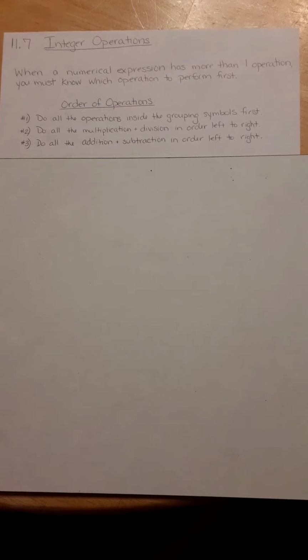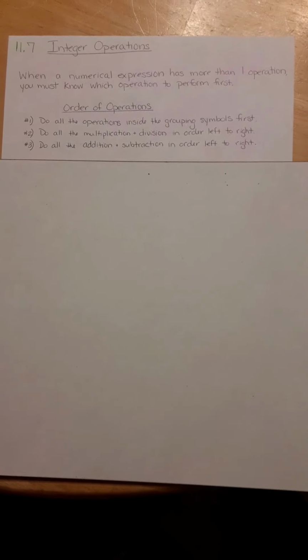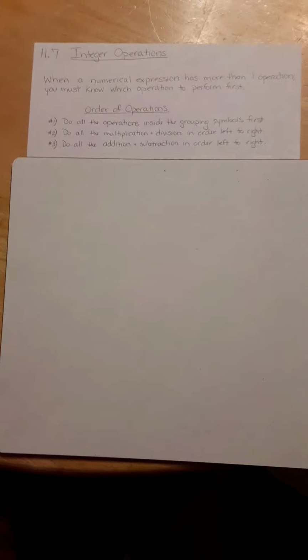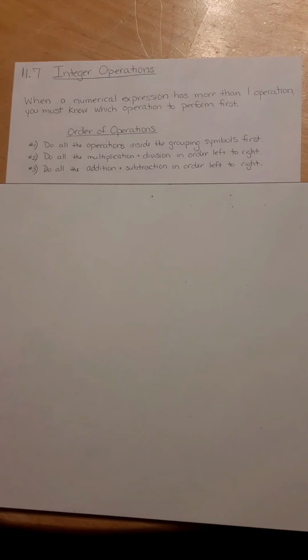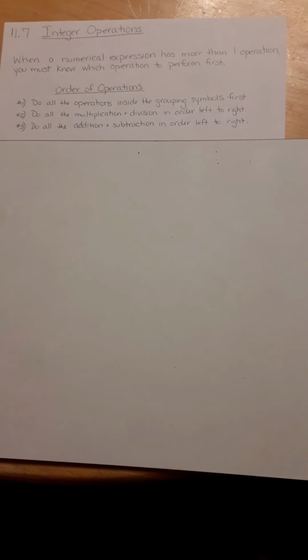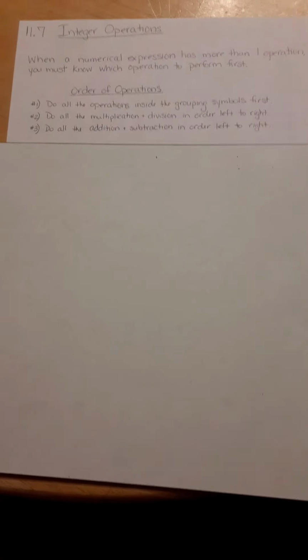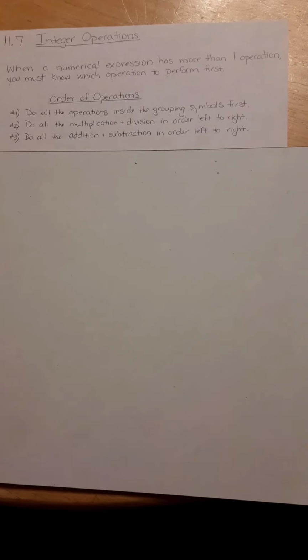Hi guys, today we're doing section 11.7, which is integer operations. So we're going to take everything we've learned so far in this chapter and put it all together: adding, subtracting, multiplying, dividing integers, positive and negatives, so that we can get one simplified answer. Now to do this, we have to make sure that we follow the order of operations, okay?